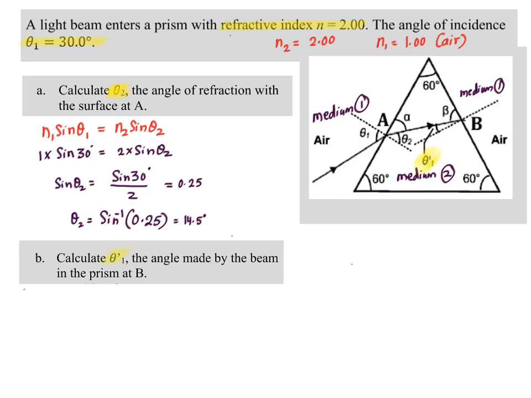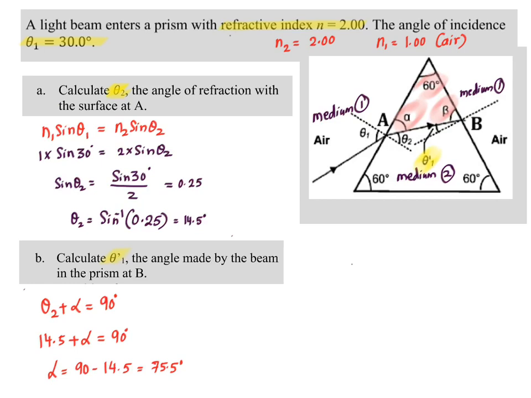In the second one, it's asking you to calculate theta 1 prime, or theta 1 dash, as labeled in the diagram. From the diagram, we can see theta 2 plus alpha is equal to 90 because you are having a dotted normal there. The normal makes an angle of 90 degrees at the surface. This will help us to find the value of alpha, because theta 2 is 14.5 and we can calculate alpha as 75.5.